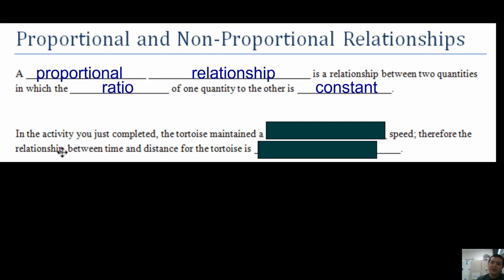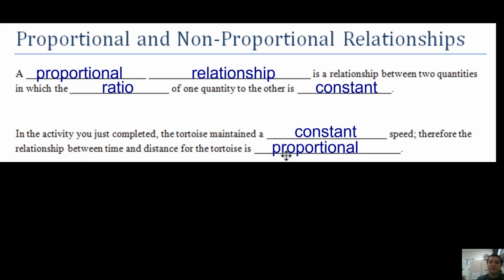Okay? So you guys did an activity yesterday in which you found out that the tortoise's speed was 3.5 throughout his entire walk, 3.5 inches per minute. So the tortoise maintained a constant speed. He didn't speed up. He didn't slow down. He was just going 3.5 inches every single minute. Therefore, the relationship between time and distance for that tortoise was proportional. Okay? Again, the same no matter what.